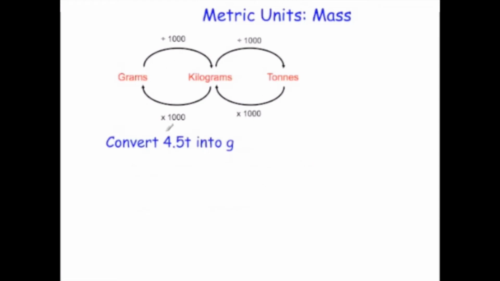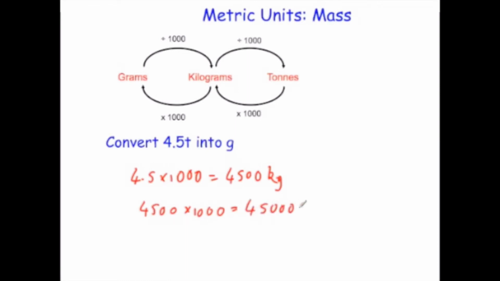And finally, convert 4.5 tons into grams. To go from tons to grams, you're going to times by 1,000 to get it into kilograms, and times by another 1,000. So we're going to do 4.5 times 1,000 to get our 4.5 tons into kilograms, which would be 4,500. And to go from kilograms into grams, we're going to times by another 1,000, so 4,500 times 1,000. Adding on your 3 zeros, that would be 4,500,000 grams. And that's it.